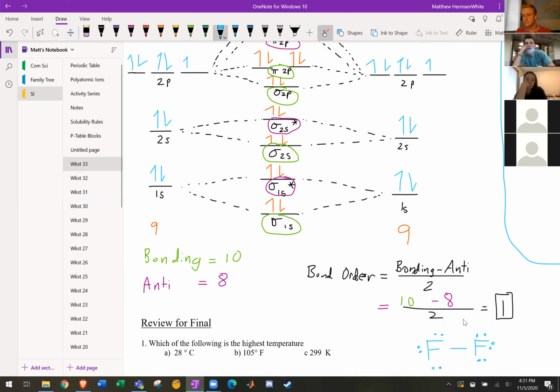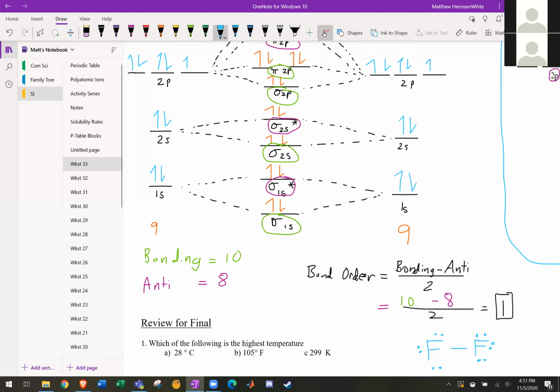And then a single bond, a double bond, a triple bond, and then no bond. So great question. I can't quite see who's talking there. Oh, is that Kristen? Yep.